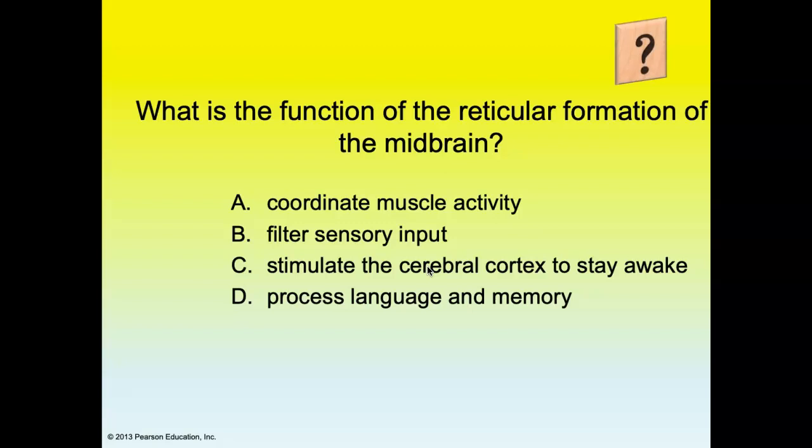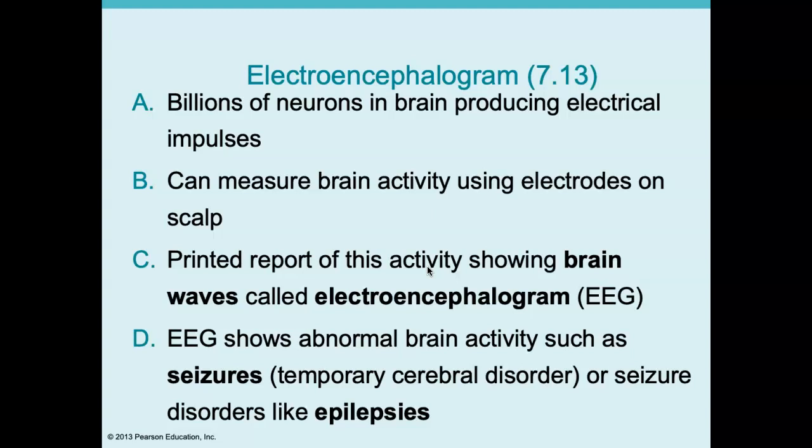What is the function of the reticular formation of the midbrain? It stimulates the cerebral cortex to stay awake. And EEG is a way we can measure the brain waves, the electrical activity of the brain. It shows abnormal brain activity, so you can see seizures, but also we have different brain waves if we're resting versus thinking hard versus sleeping.